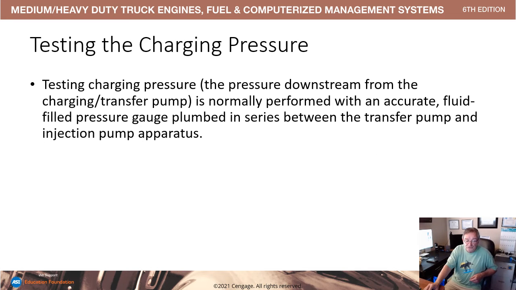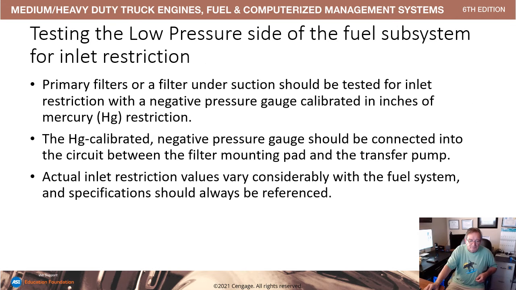Testing charge pressure downstream from the charger and transfer pump is normally performed with an accurate fluid flow measure gauge plumbed in series between the transfer pump and the injection pump apparatus. That has been replaced by utilizing a component that clips into the quick release in the fuel system and will give you a reading on your multimeter, either in pressure for your secondary side or vacuum in your primary side.